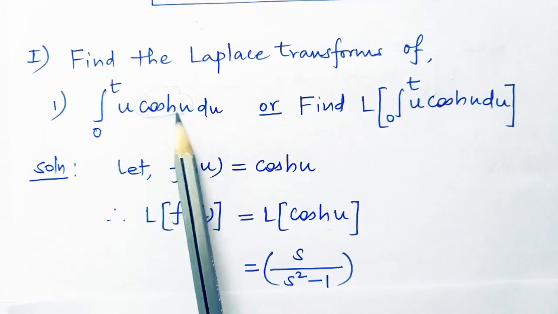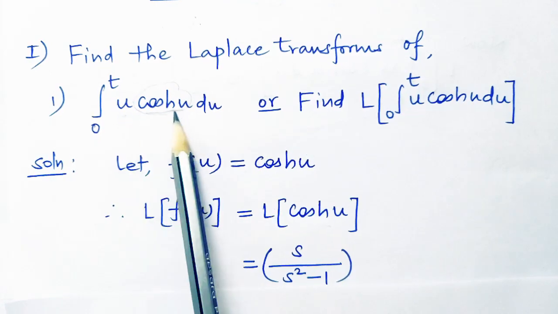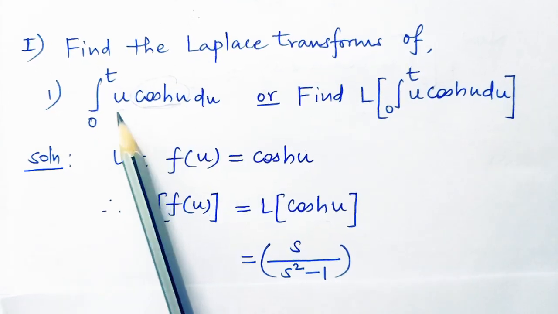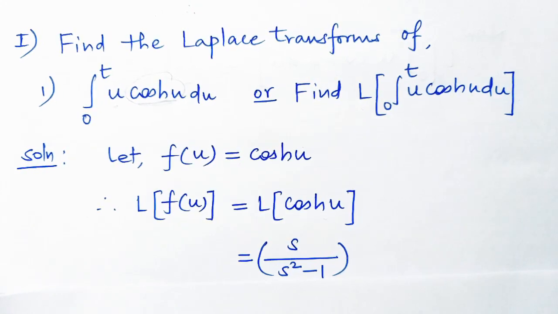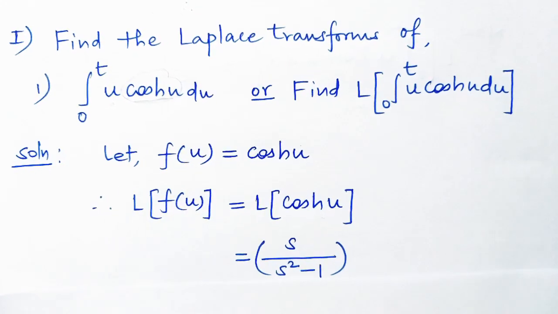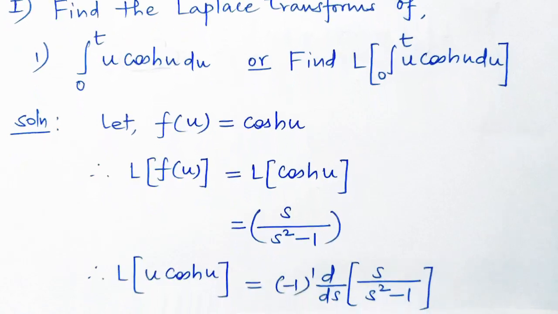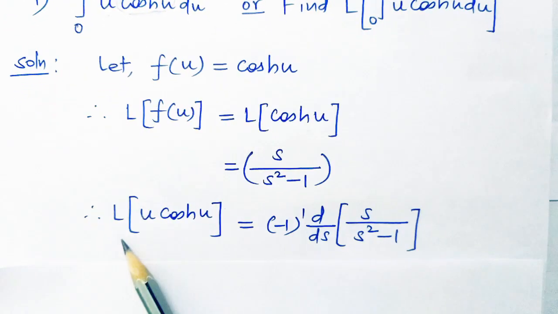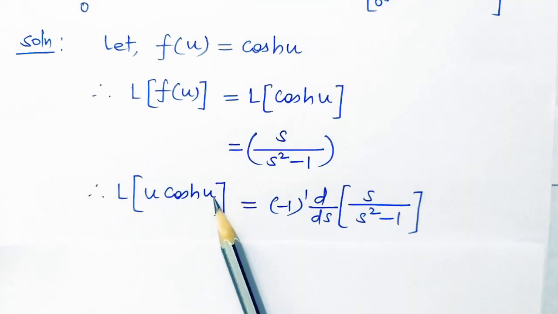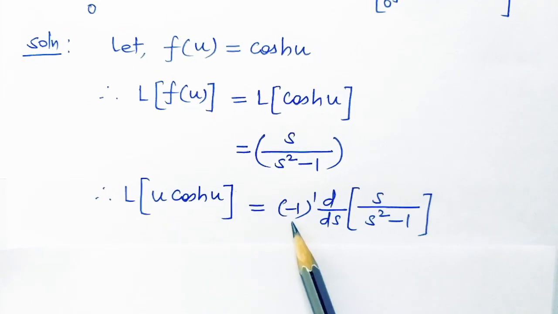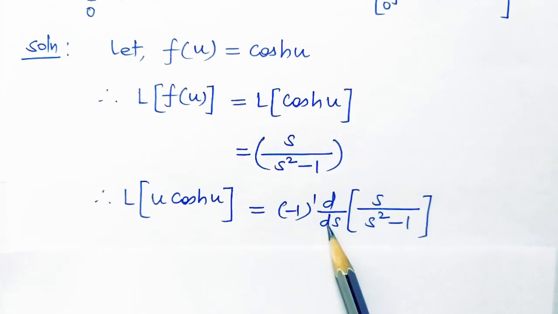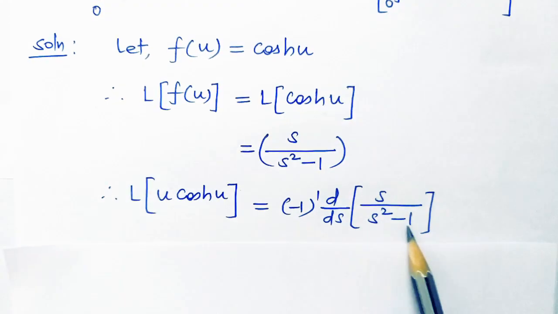And since u and cosh of u have appeared as a product of two functions, it resembles the standard form of multiplication by t. But here it is not t, it is with respect to u. So we will apply the same formula here. Laplace of u cosh of u is equal to, since the power of u is 1, minus 1 raised to 1 d by ds of s divided by s square minus 1.